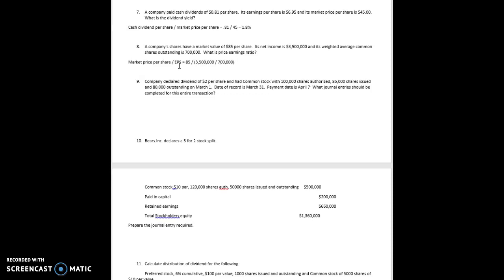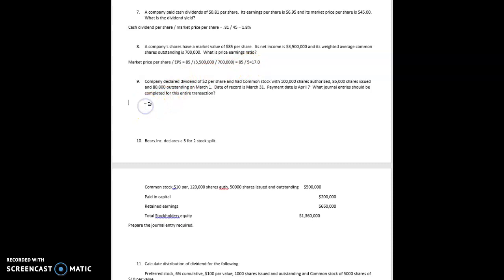If we do our math for the top and the bottom, well, let's break it down. We'll have 85 divided by 5, which will come out to 17. And it comes out evenly, so 17.0. So our price earnings ratio is 17.